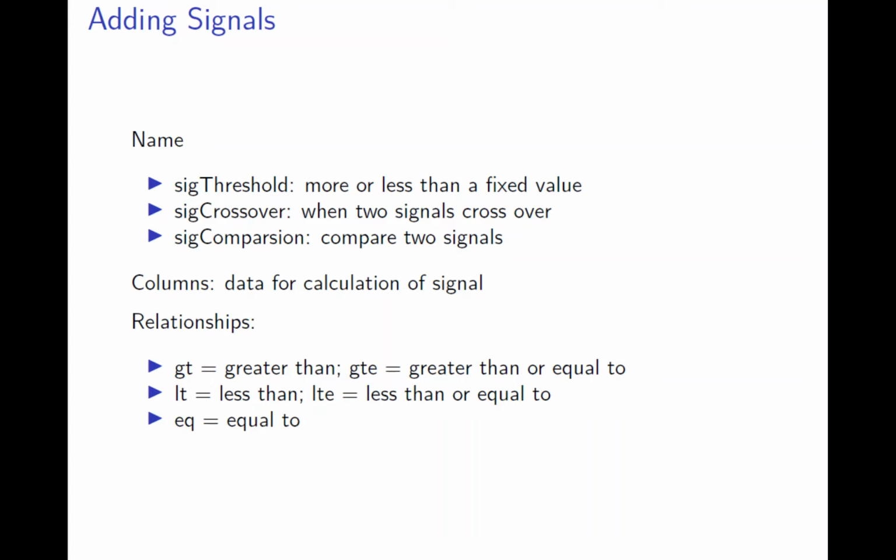When that's up, then you always buy. A crossover is when it actually crosses, but a comparison is whenever it's above, the signal is also there. And columns allow calculations with greater than or equal to, less than or equal to, or equal to.